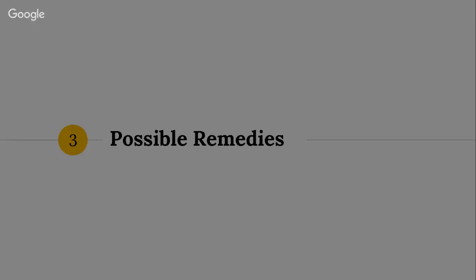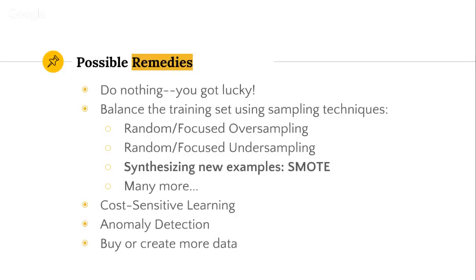All right, so those are two very common methods, right? So here are some possible remedies. Let's say the first case is that you get very lucky, you have very good descriptive features, and so you don't have to do anything, right?